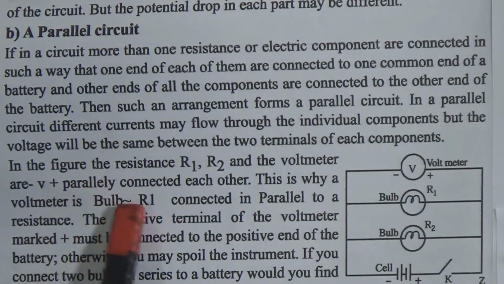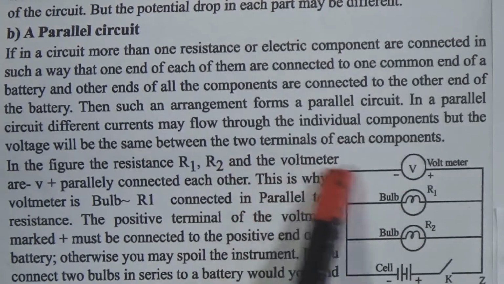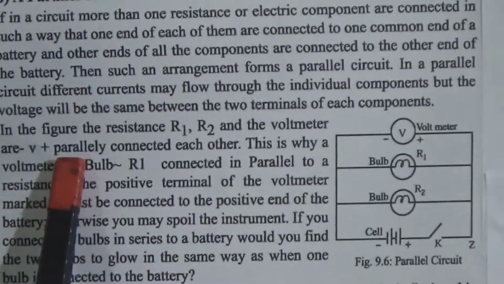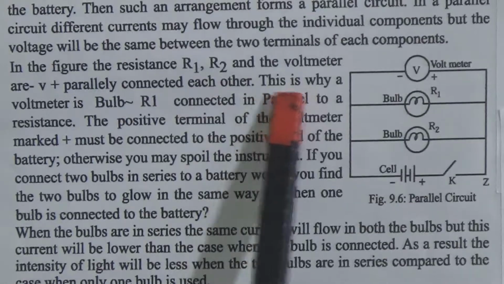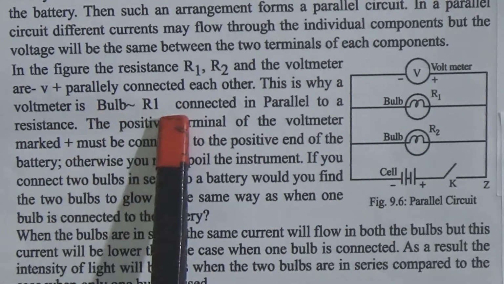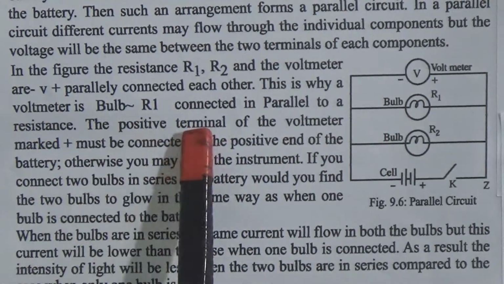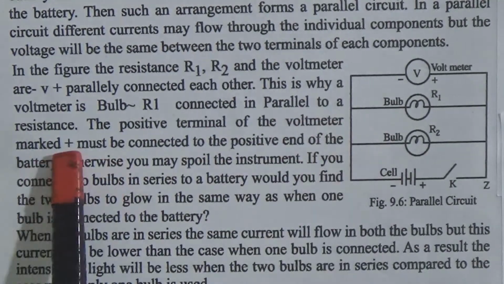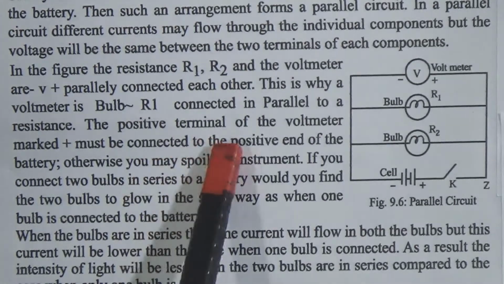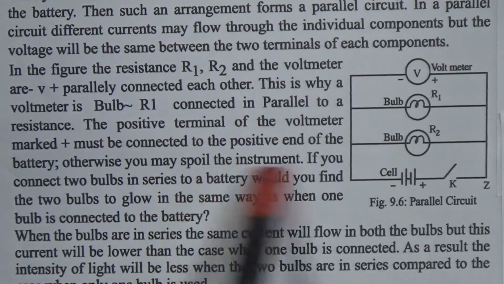Now in the figure, resistances R1, R2 and the voltmeter V are connected in parallel to each other. The voltmeter is connected in parallel to a resistance, and the positive terminal of the voltmeter, marked plus, must be connected to the positive end of the battery, otherwise you may spoil the instrument.